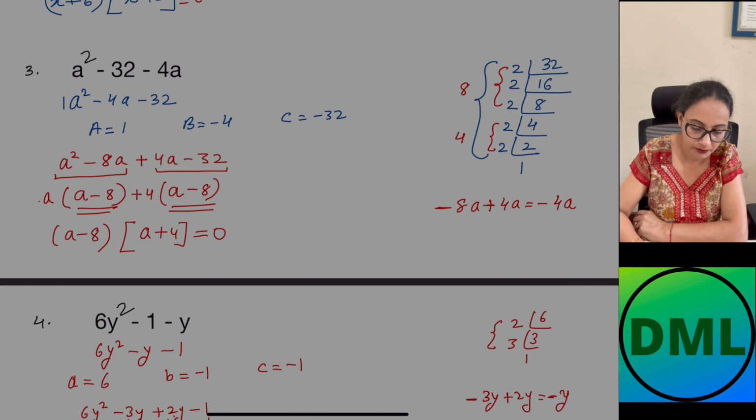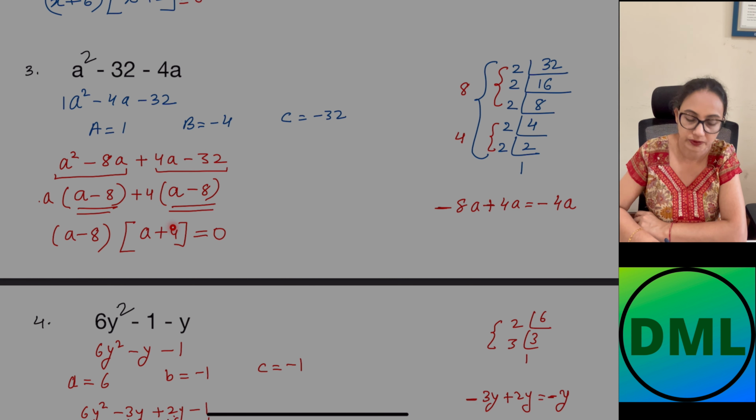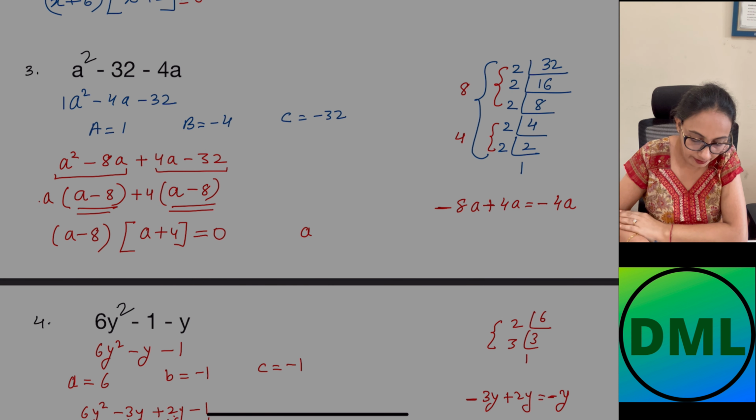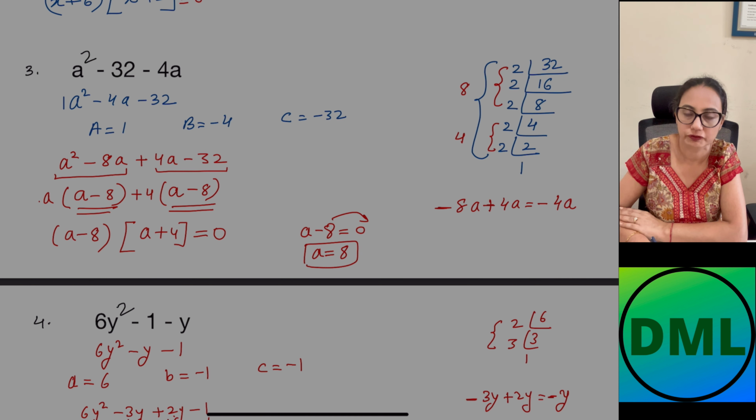Two brackets individually are equal to 0. That means either this is equal to 0 or this is equal to 0. Let's try for both of them. a minus 8 is equal to 0. Move this 8 on right hand side. a is equal to 8. This is one of the zeros of the polynomial.